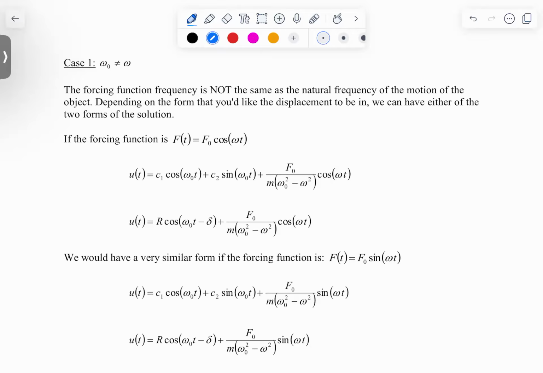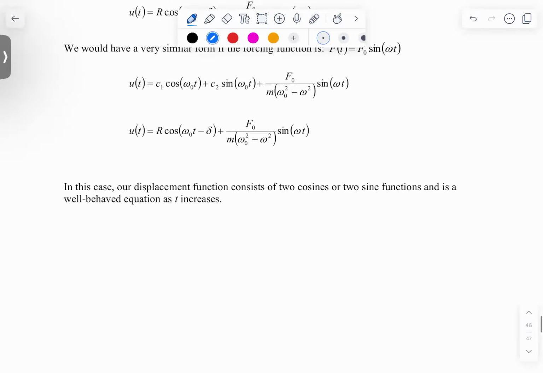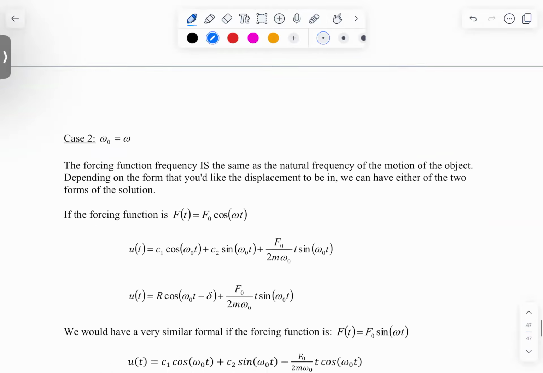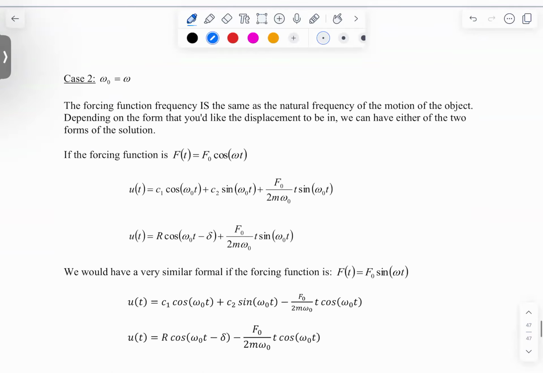F0, which is coming from the forcing function, mass, omega 0 minus omega, which comes from the complementary and the forcing function. This one has cosine, this one has sine. Notice everything else in those equations is identical. And really, those are the only cases that we want to investigate, mostly because the interesting case is this one.